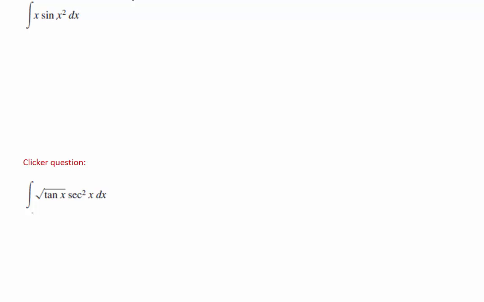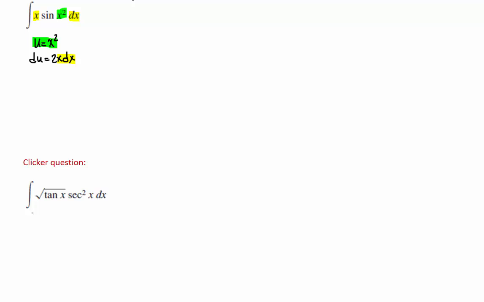So let's look at this one right here. Sine of x squared, and then you have an x here. It seems like the derivative of this x squared is going to give us something related to this x. So let's try that. Let's write u is equal to x squared, and then du would be 2x dx. And then, let's get the colors. We have the x dx part right here, and then we have the x squared right here.